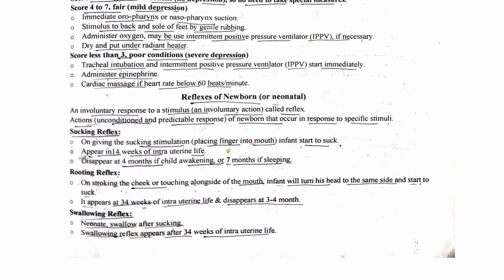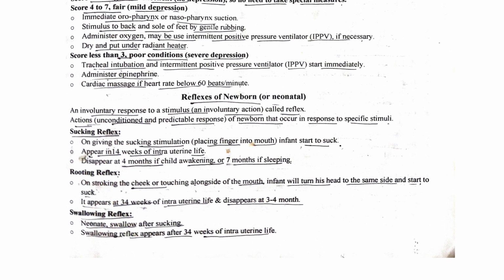It appears at 40 weeks of intrauterine life. It disappears at 4 months if the child is awake or 7 months if sleeping. Rooting reflex. On stroking the cheek or touching alongside of the mouth, the infant will turn his head to the same side and start to suck. It appears at 34 weeks of intrauterine life and disappears at 3 to 4 months.